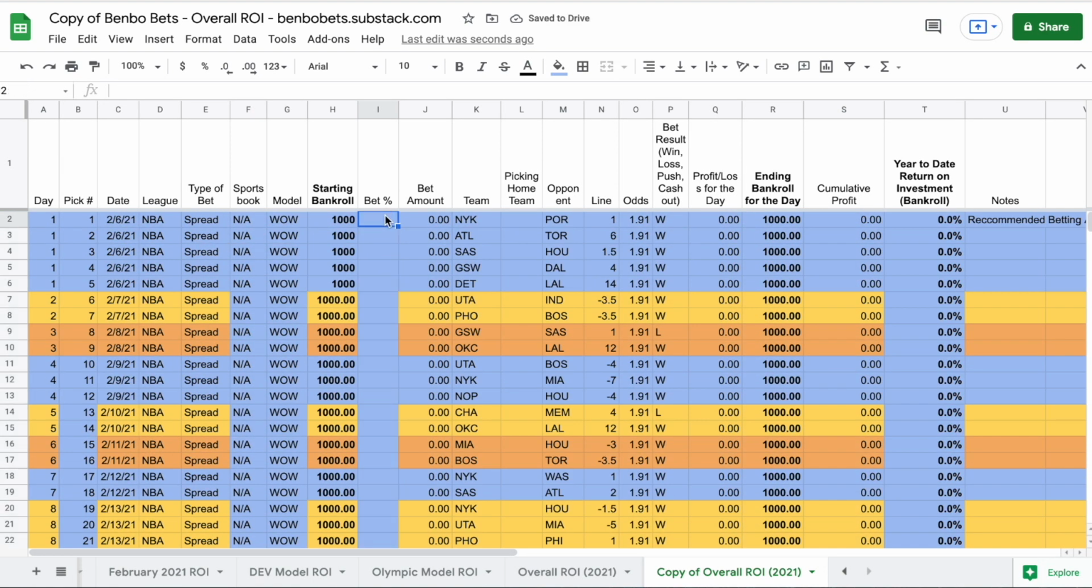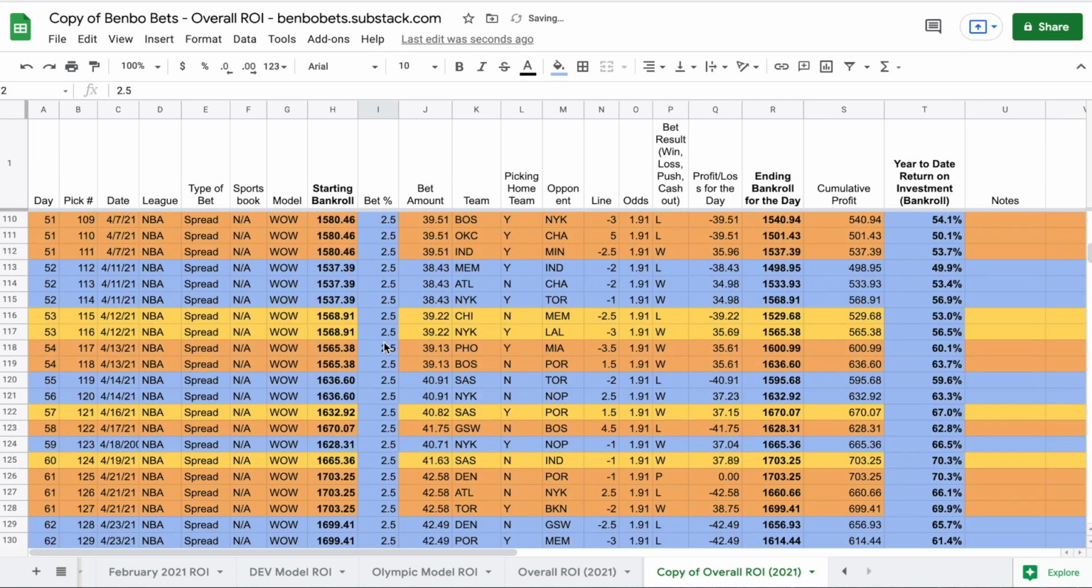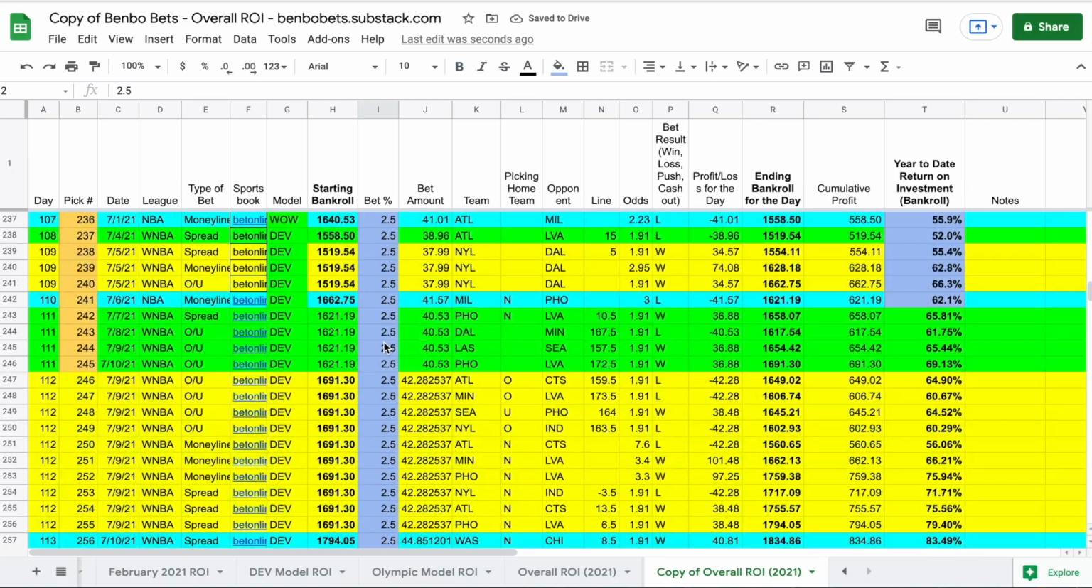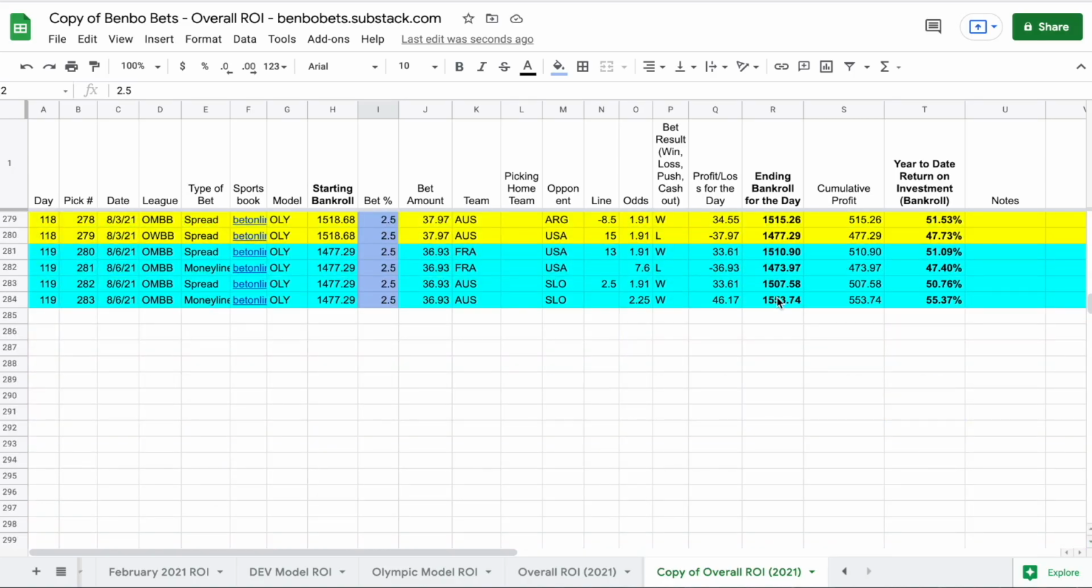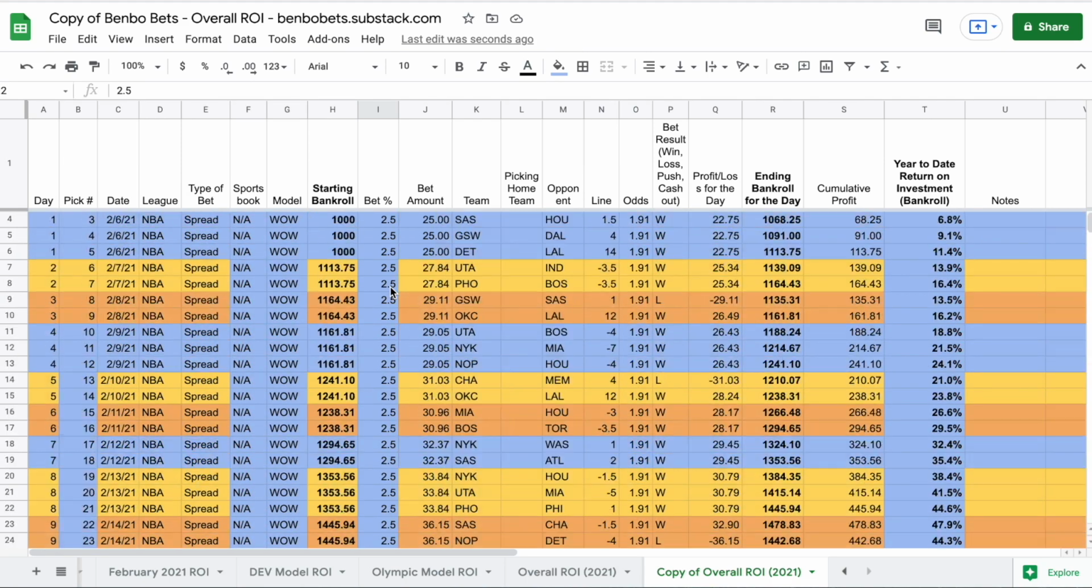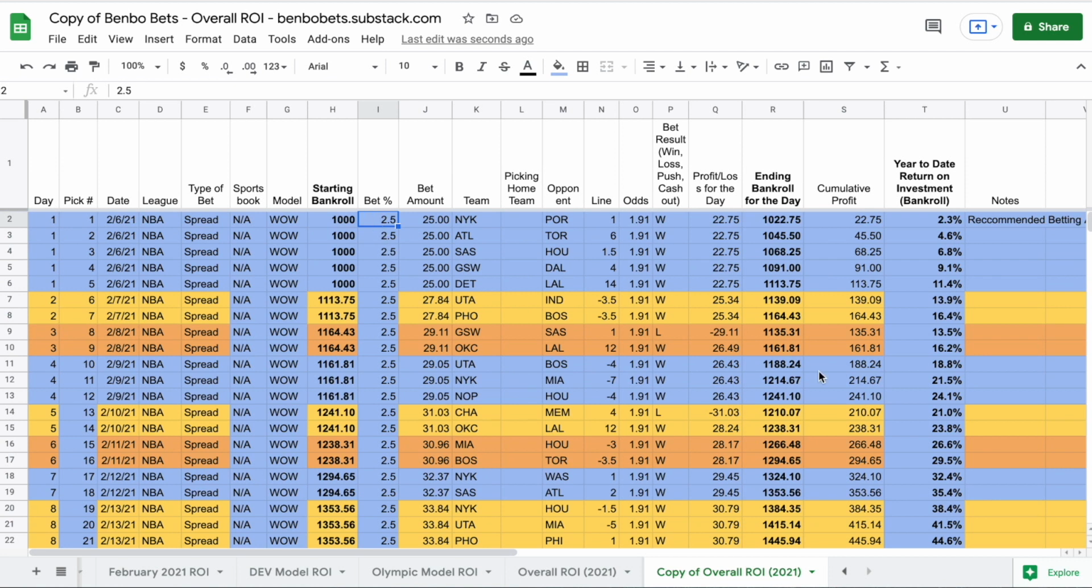So 5% was 84% ROI. 2.5% is 55%. Now half of 84 would be 42%. So there's not a one-to-one correlation between the betting percentage and the ROI. And that has to do with the amount of losses or gains you take on a particular day.